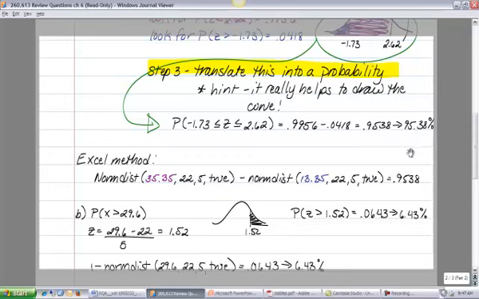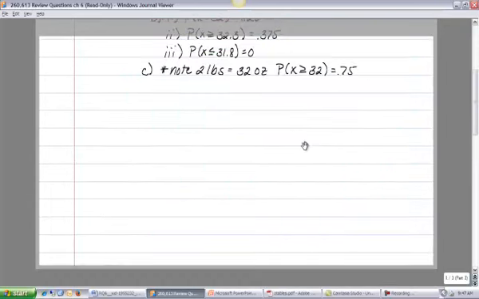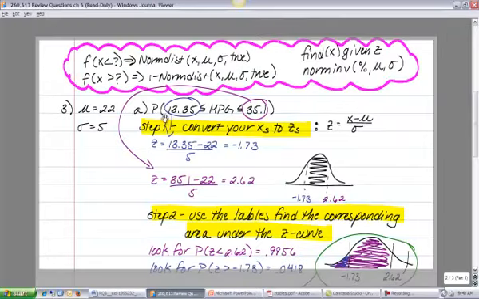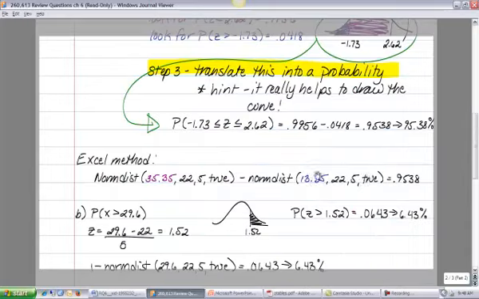So my probability that z is between negative 1.73 and 2.62 is 95.38%. That means then that my probability that miles per gallon is between 13.35 and 35.1 is also 95.38%. Now I can do this same calculation in Excel using my norm dist function.